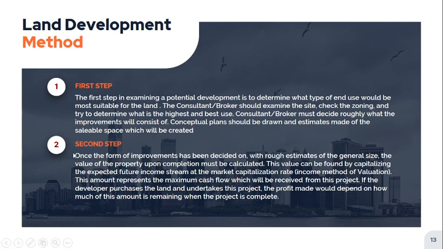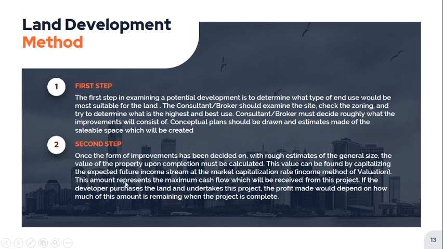The second step, once the form of improvement has been decided on, with rough estimates of the general size, is that the value of the property upon completion must be calculated. This value can be found by capitalizing the expected future income stream at the market capitalization rate. So this is when we assume we want to develop, for example, a hotel, apartment, or office building.